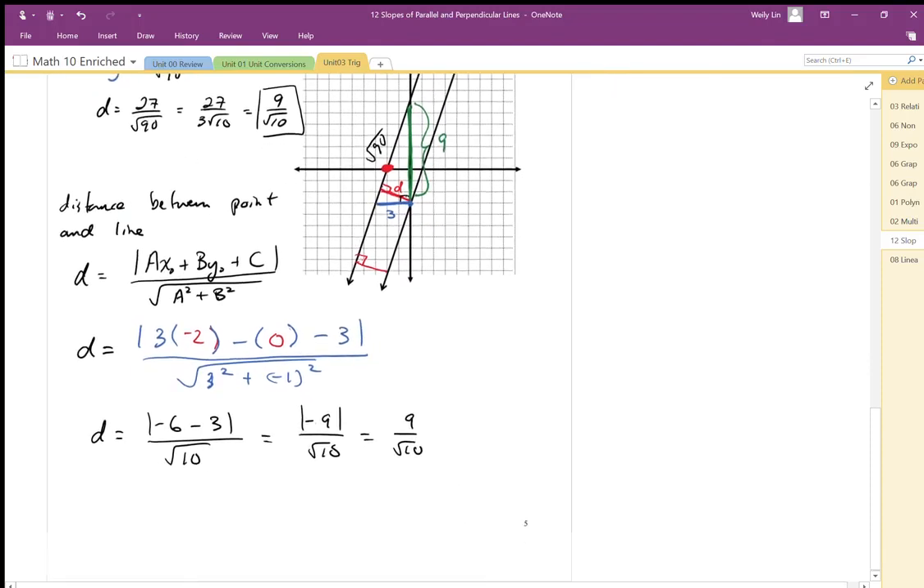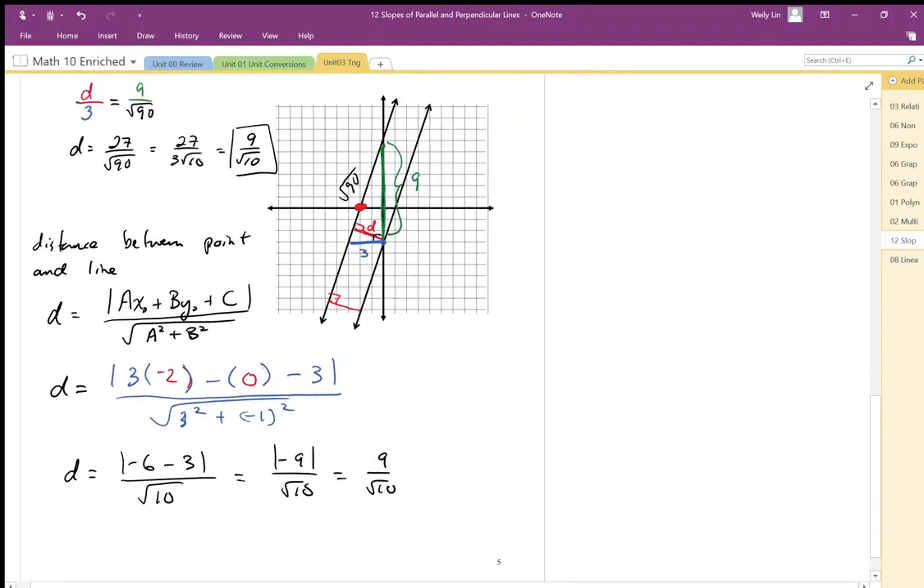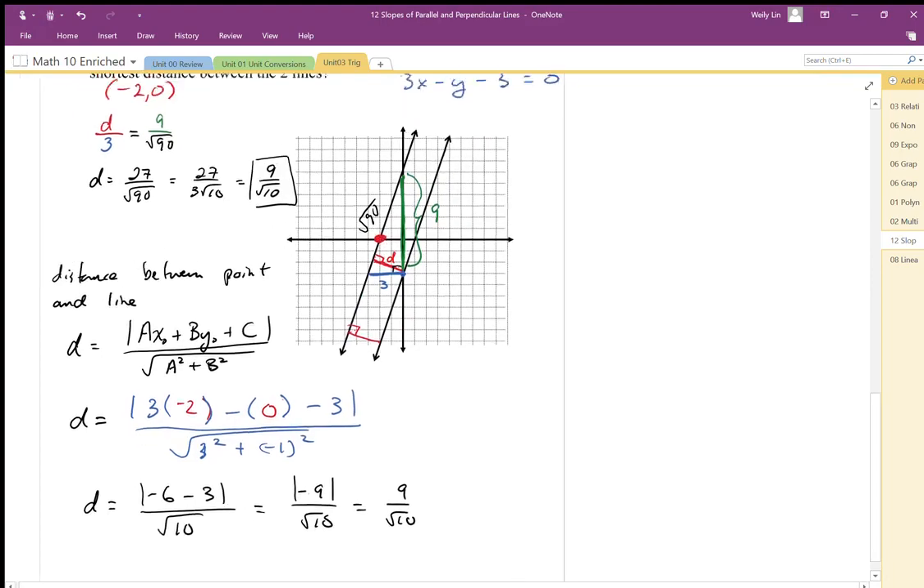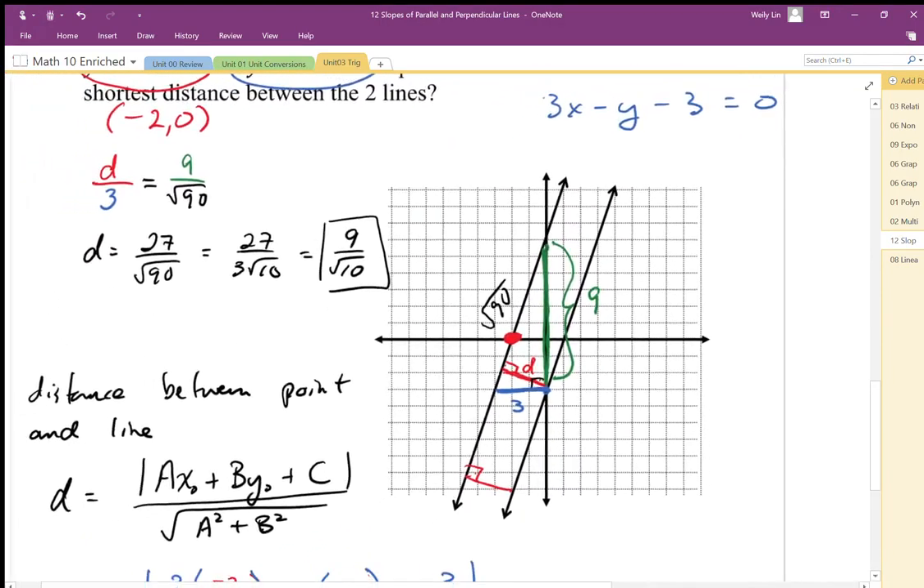So this formula is actually quite handy if I want to find the distance between a point and a line, the shortest distance between a point and a line. I could also use this similar triangle argument to find this distance if I can relate the similar sides to each other.